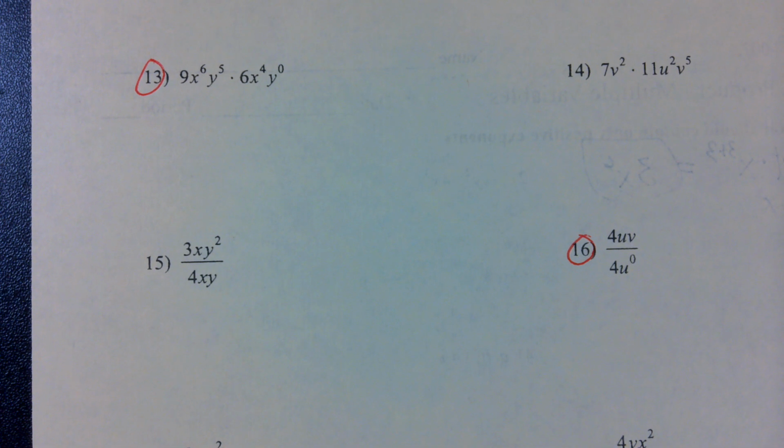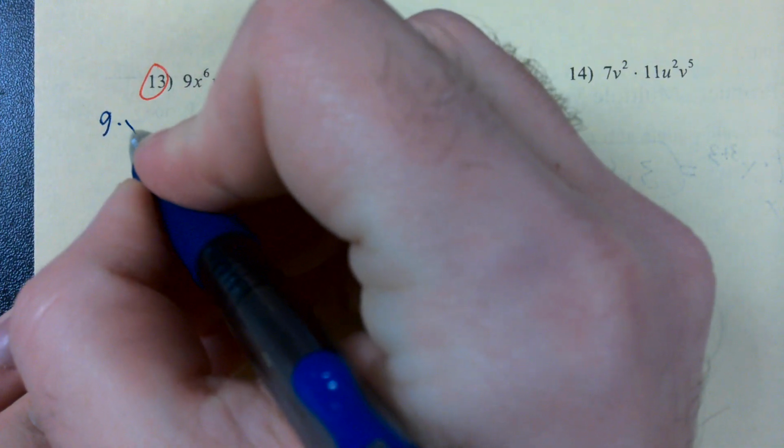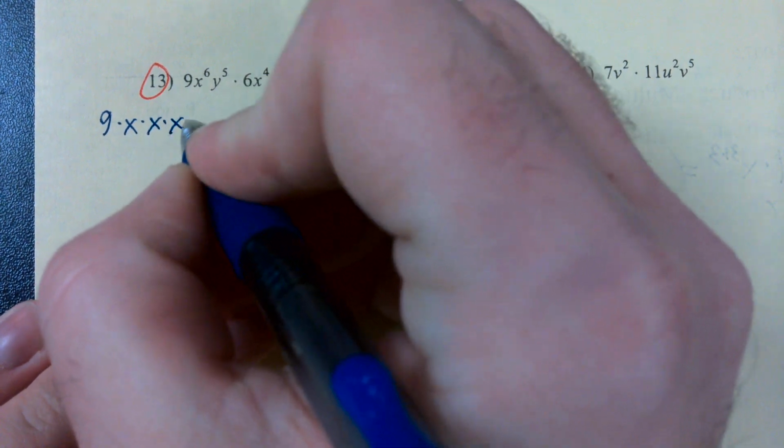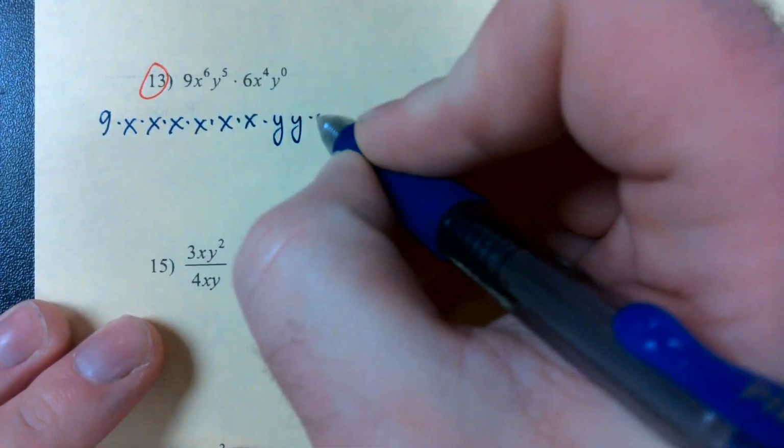So number 13, now we got a lot more going on here, right? So if we were going to expand this out, we're going to see that we have tons of factors in total, right? If we write our 9, x to the 6th means we've got 6 x's. Y to the 5th means we got 5 y's.